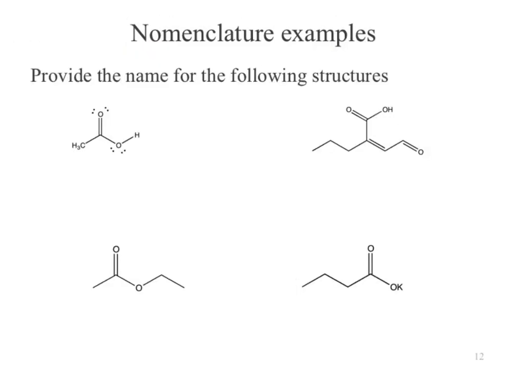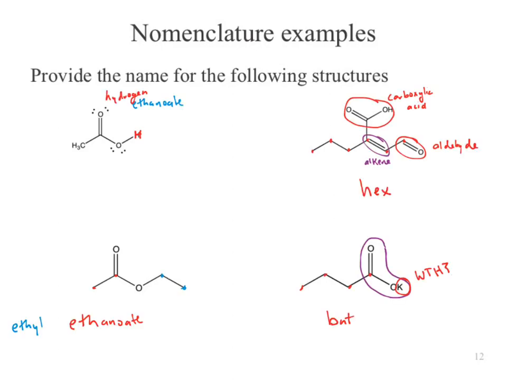So here's some practice. We'll give you 4 minutes. Come up with the most you can. Okay, so that's an ester, so two carbons, an ethanoate, and the substituent on that ester is a hydrogen. So it would be hydrogen ethanoate.